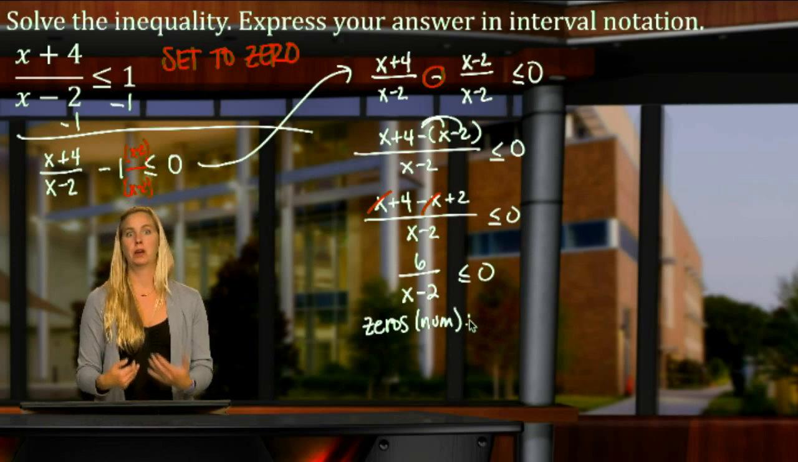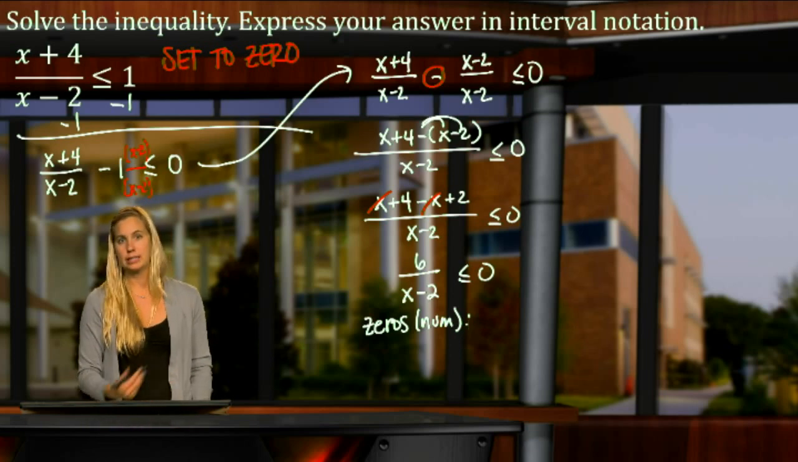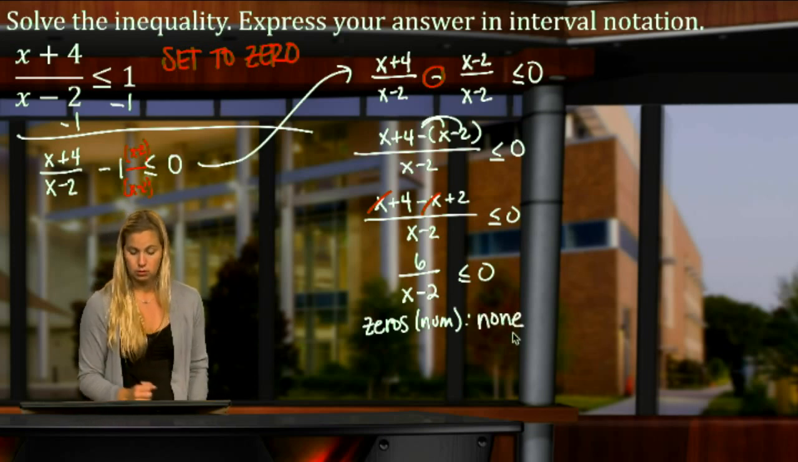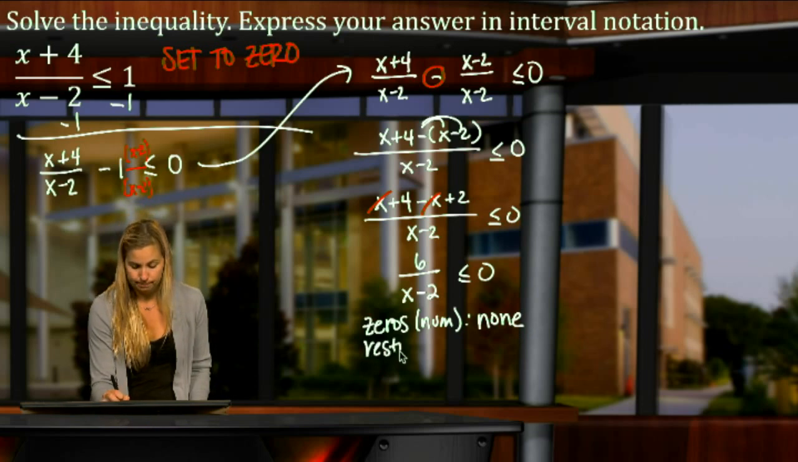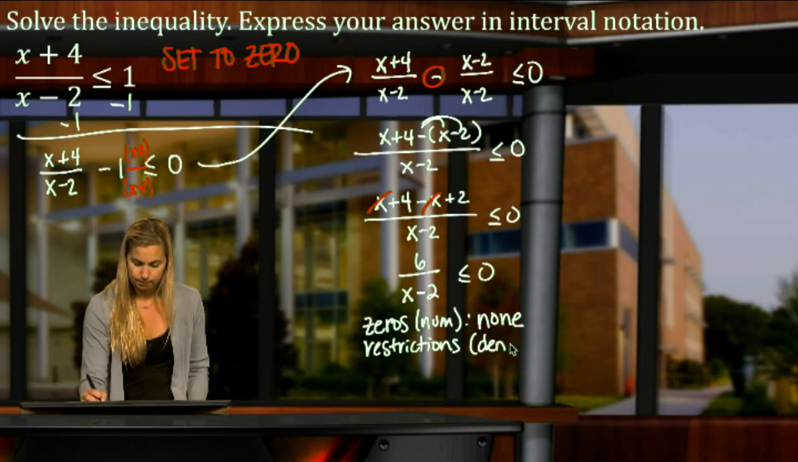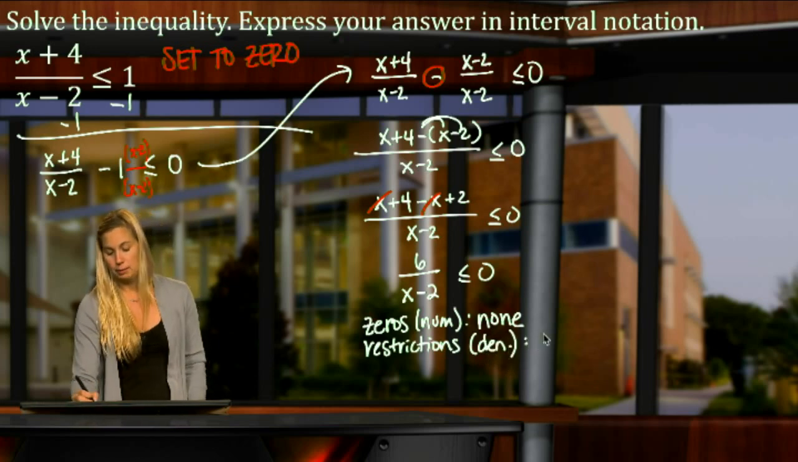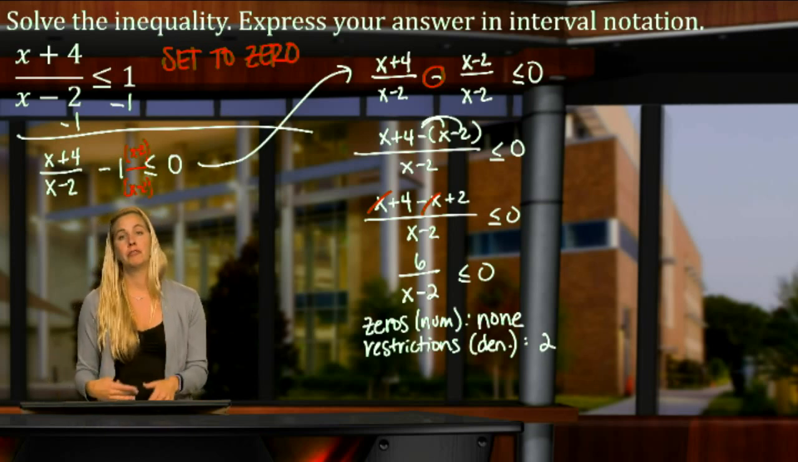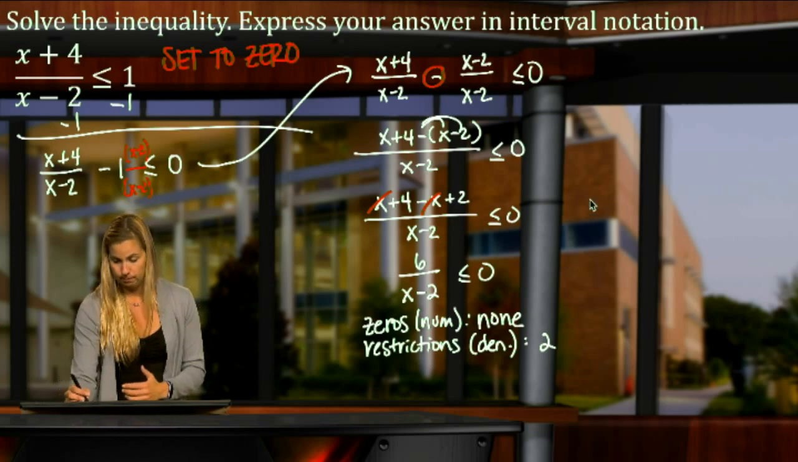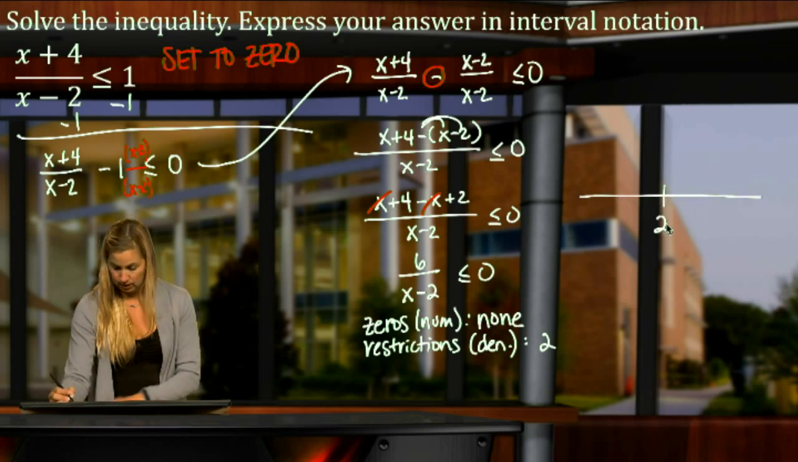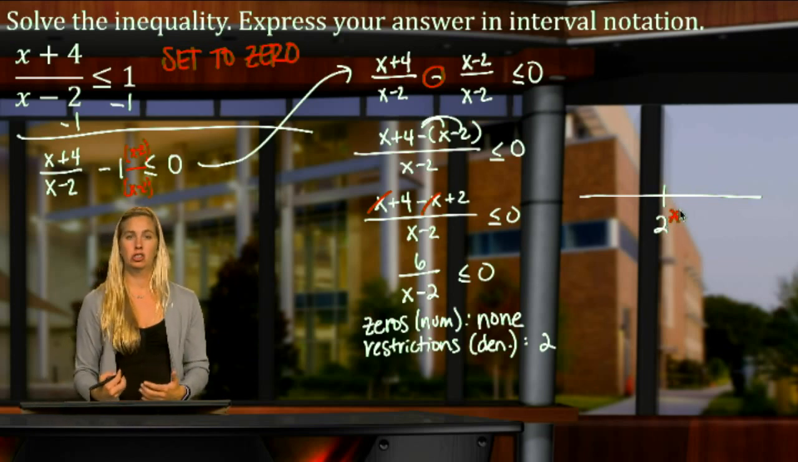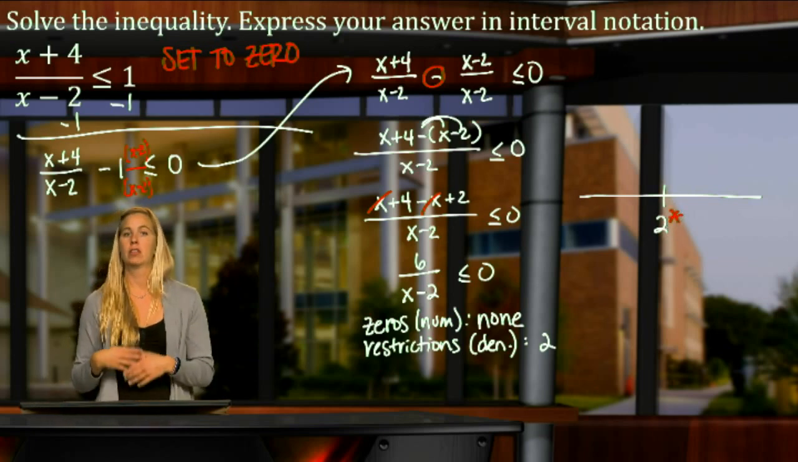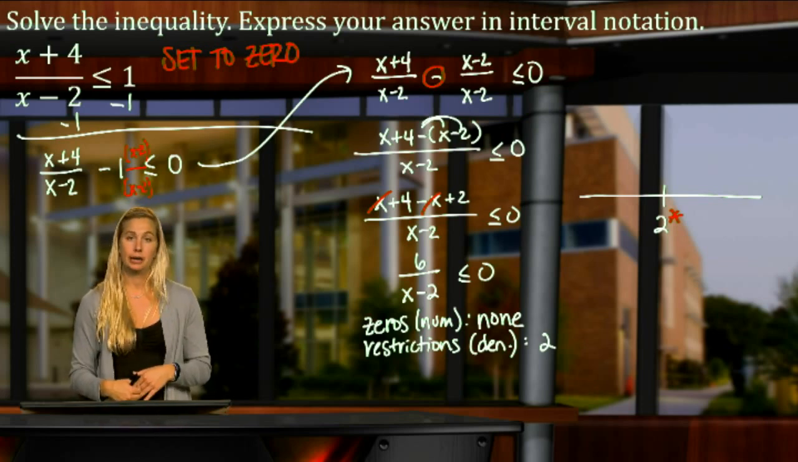The zeros, which would come from the numerator, well, my numerator is 6. Is 6 ever going to equal 0? No, so there are no zeros. My restrictions, which would come from the denominator, is going to be 2. So when I set up my sign chart, I'm only going to have one value, and it's going to be a restriction. Since it's a restriction, I'm going to mark it with that asterisk just to indicate when I go to write my final answer that I would never include that value in any interval.